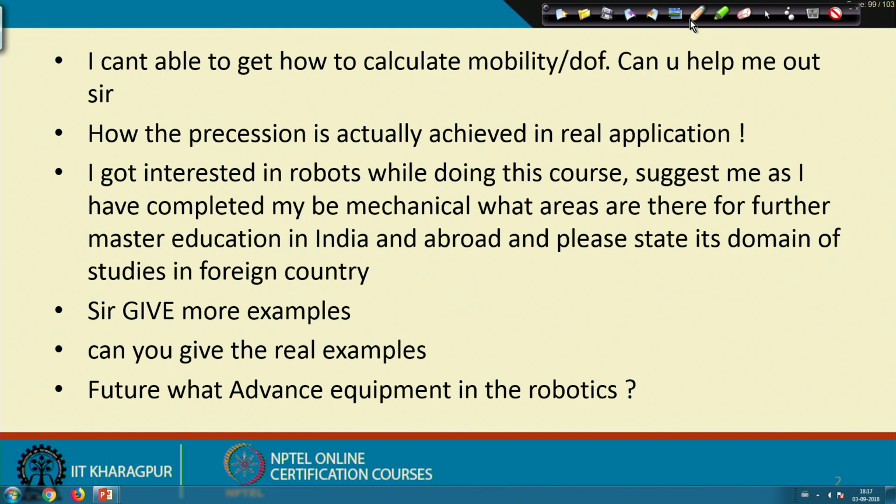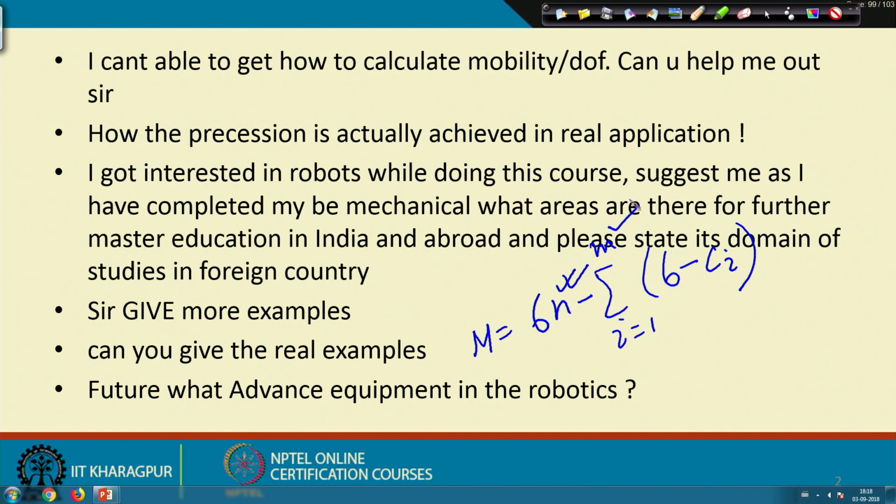Let me repeat. For a spatial manipulator, the Grubler's criteria can be written as: the degrees of freedom or the mobility is nothing but 6n minus the summation for i equals 1 to m of (6 minus C_i). Here n is the number of moving links, m is the number of joints, and C_i is the connectivity of the ith joint. This is for the spatial manipulator.